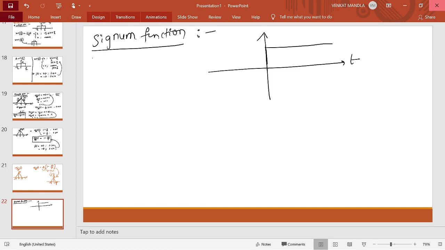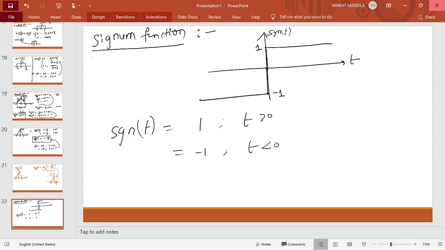Okay. For t greater than 0, it is 1. For t less than 0, you have minus 1. So this is signum of t. Signum of t equals plus 1 for t greater than 0, and equals minus 1 for t less than 0. At exactly 0, you can say 0, the average value. Exactly at t equal to 0.